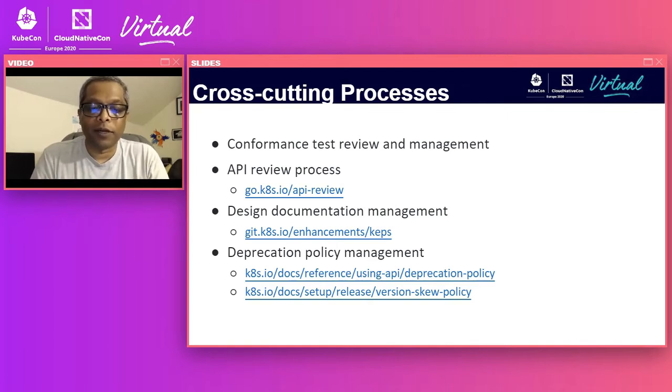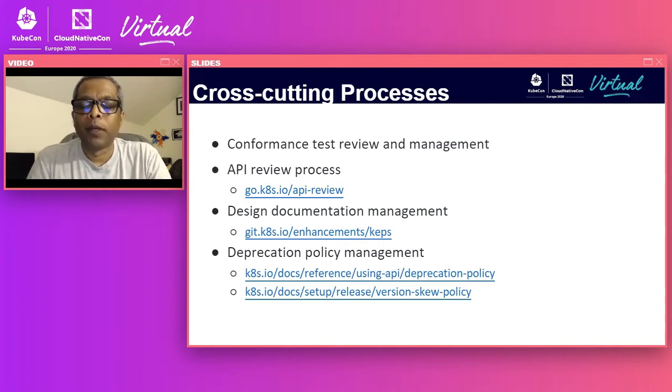Does it need to be a single field? Does it need to be multiple fields? Like, what would be useful going forward and things like that. So, API review, we have had a lot of experience over time to evolve APIs.